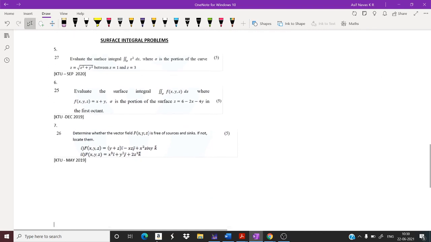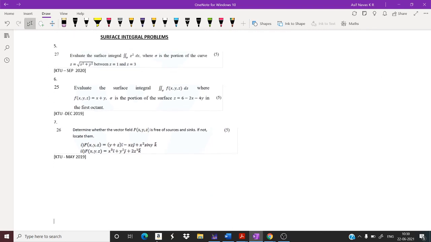Surface integral problem. There are three problems in the last three examinations. The first problem is: evaluate the surface integral, double integral over sigma, x is z square dS, where sigma is the portion of the curve z equal to root of x square plus y square between z equal to 1 and z equal to 3. So let us do this problem.